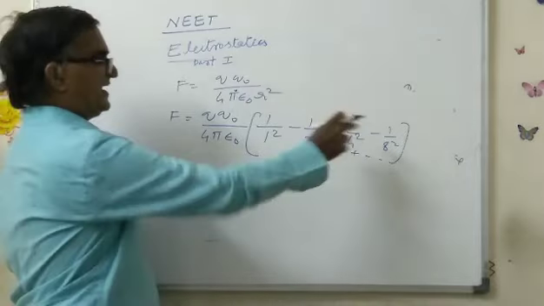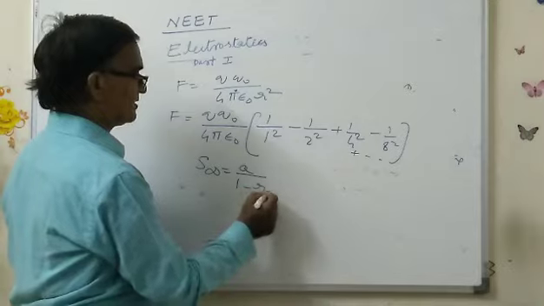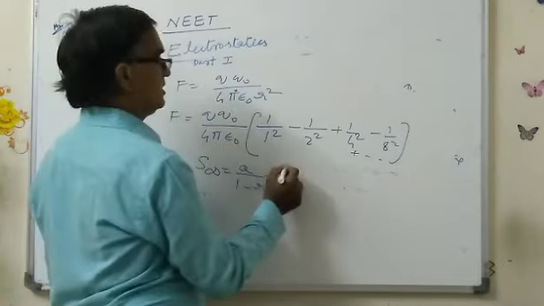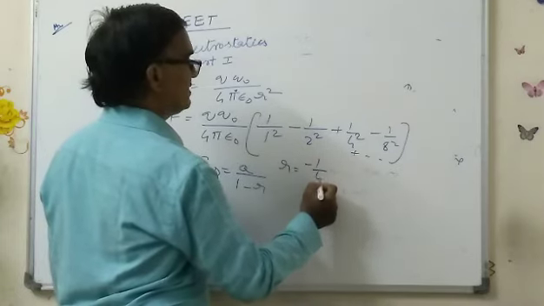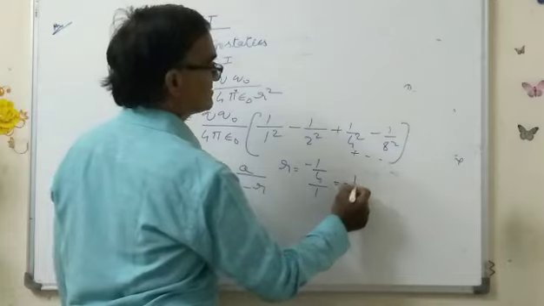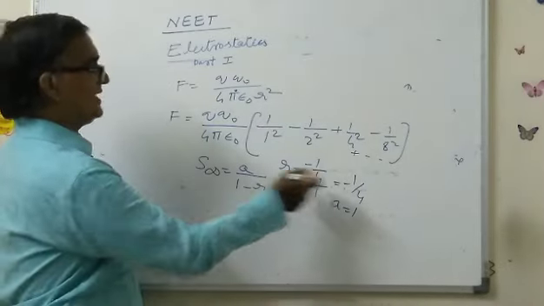Now, this is infinite terms. S infinity is equal to a by 1 minus r. What is our common ratio? Second term by first term. r is equal to minus 1 by 4 by 1, or 1 by 16 by minus 1 by 4, same thing, minus 1 by 4 only you get. a is equal to 1 we will get. So here the minus sign is there.